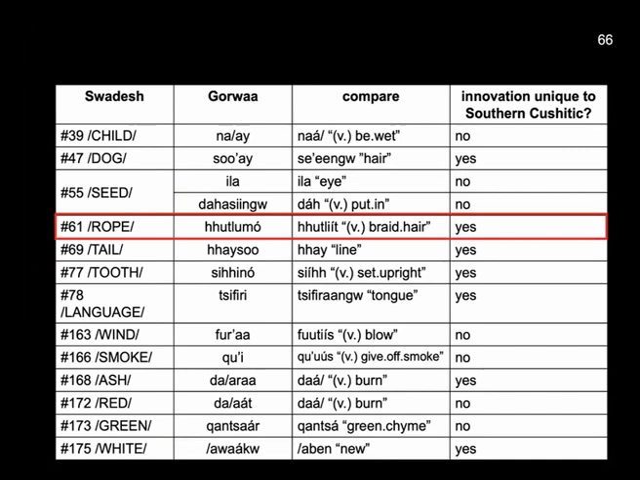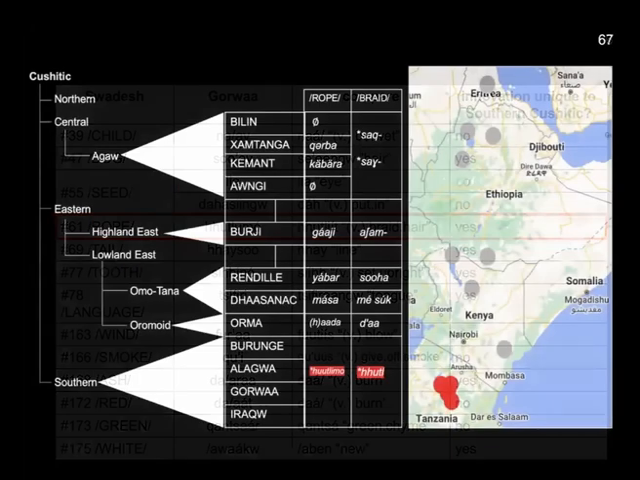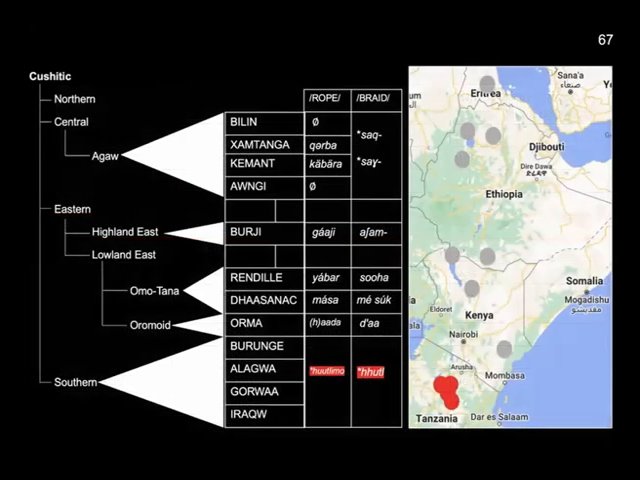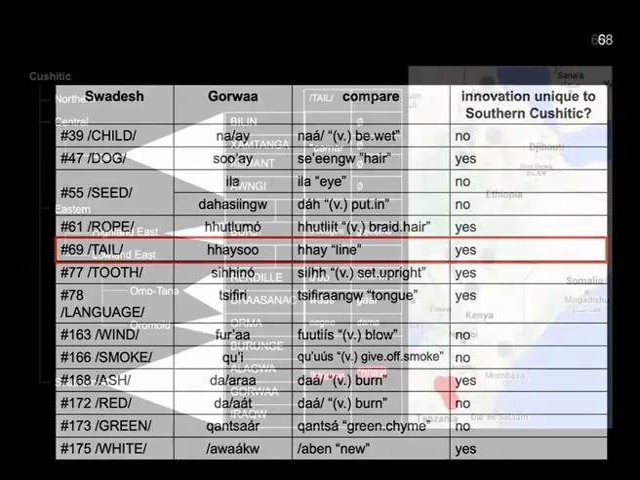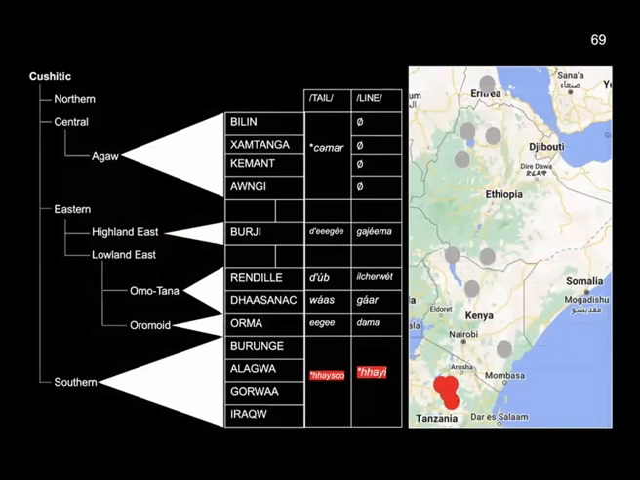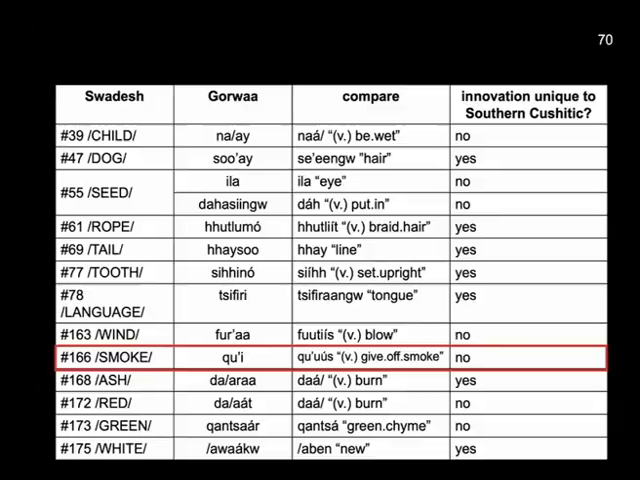Rope and braid display a form meaning pattern in southern Cushitic that does not seem to be shared in wider Cushitic. So here is the data. Tail and line are similar with a pattern that obtains in southern Cushitic, but not to wider Cushitic. So we can see that in a number of languages or language groups, they do not share that common pattern between the word for tail and line.